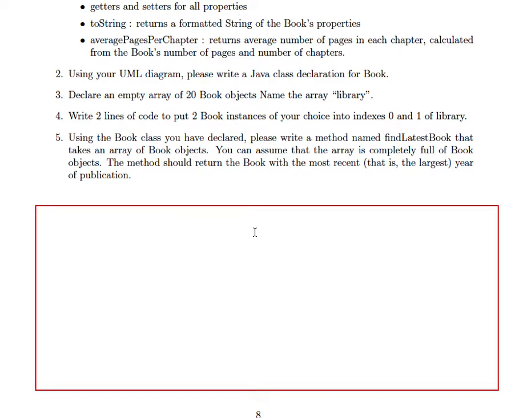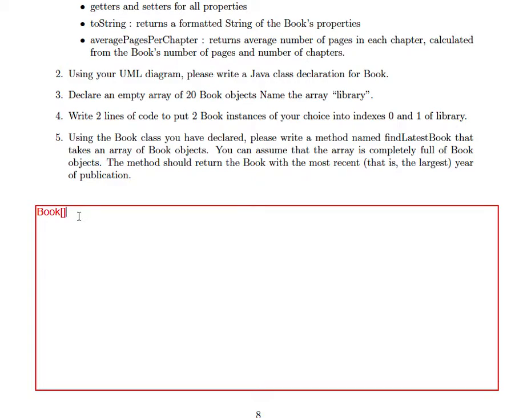Part 7 of the final exam review continued. Now we have done sections 1 and 2, and we're about to declare an empty array of 20 book objects. So book, if it's a book array, an array of book objects, you put the word Book first, then the square brackets. This is an open square bracket followed by a closed one.